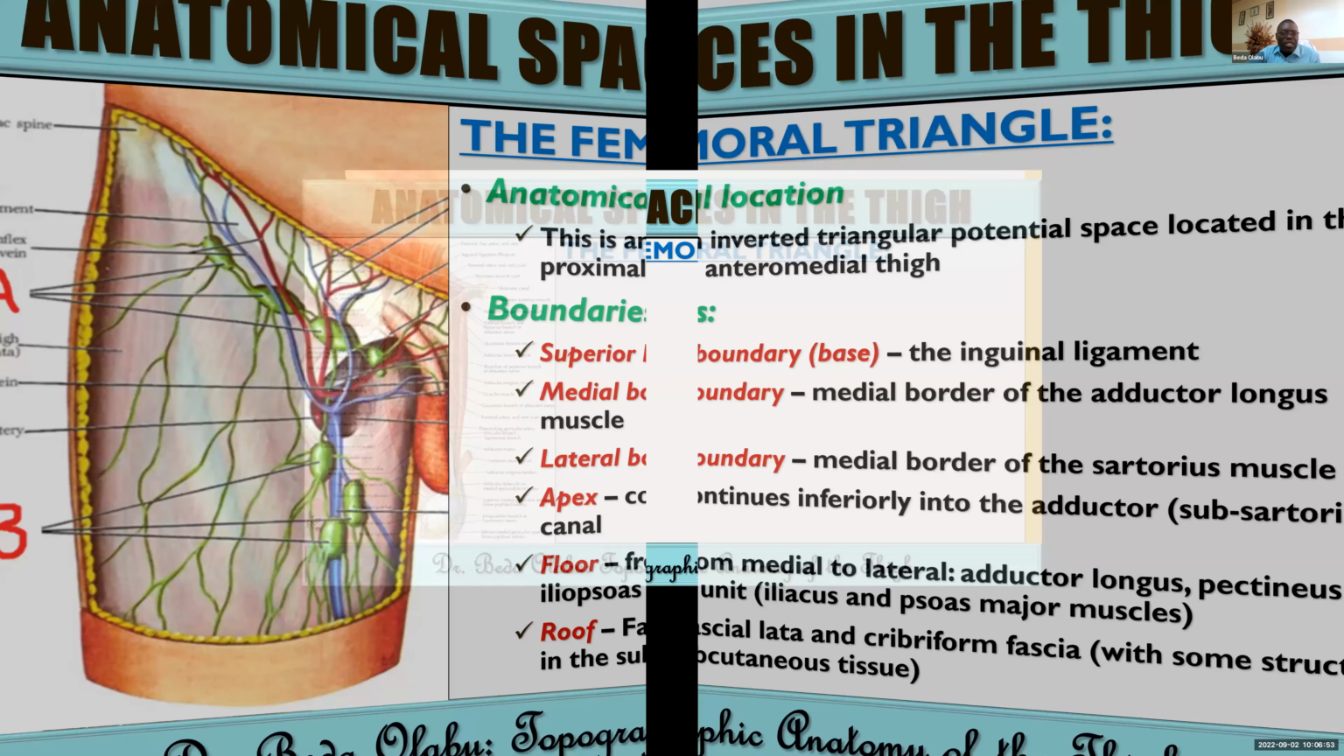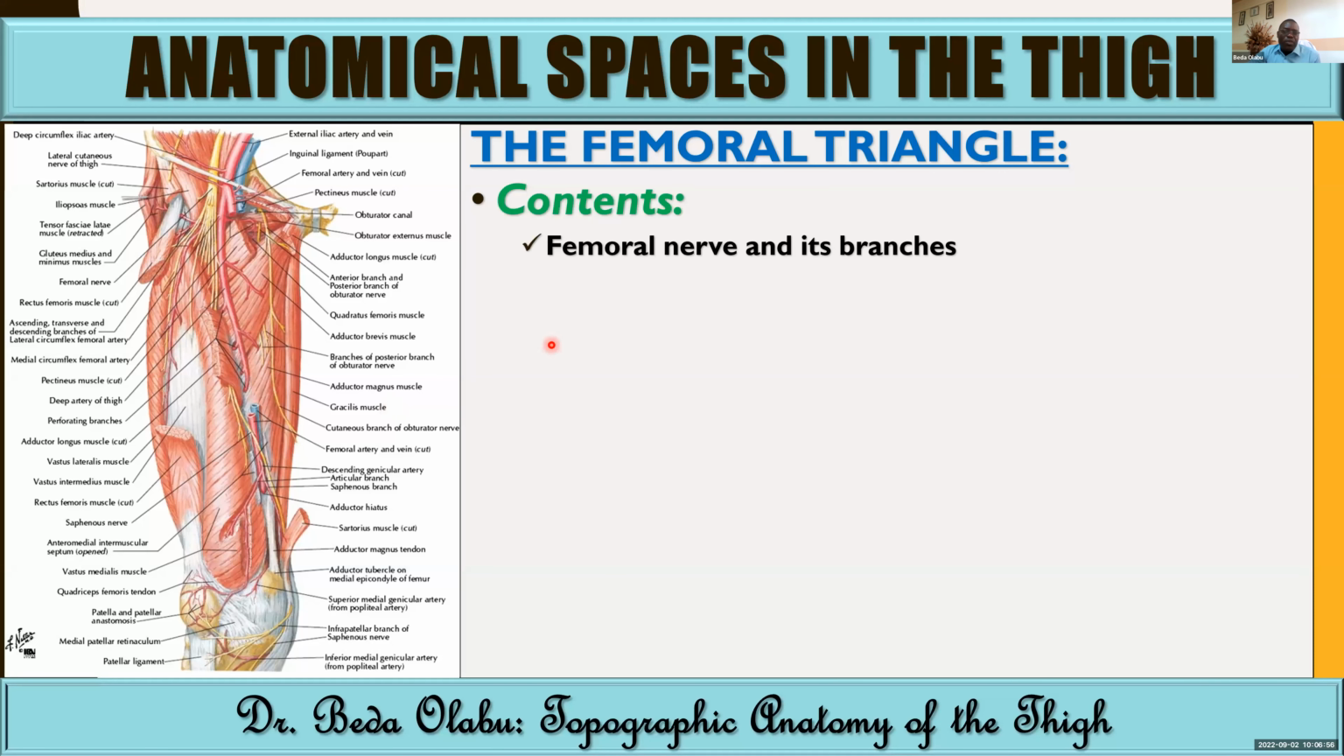So what are the contents of the femoral triangle? The femoral triangle contains the femoral nerve and its branches. So this is the femoral nerve. It is contained within the femoral triangle, and its branches. The femoral nerve has several branches, very many branches. As we can see here, it ramifies into many branches.